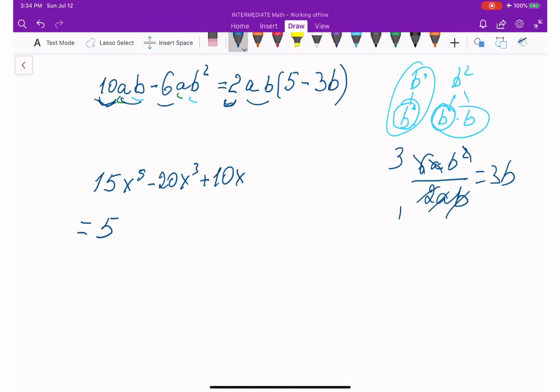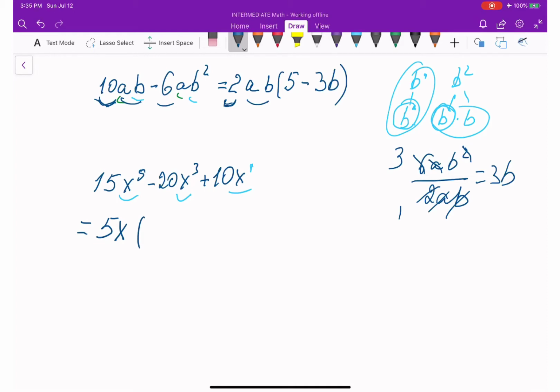Next, between x^5, x^3, and x. When it comes to the same base and exponent, you have to take out the smallest exponent, because the smallest exponent will fit in the other exponents also. So the common factor for x is going to be x to the power 1, or just x.